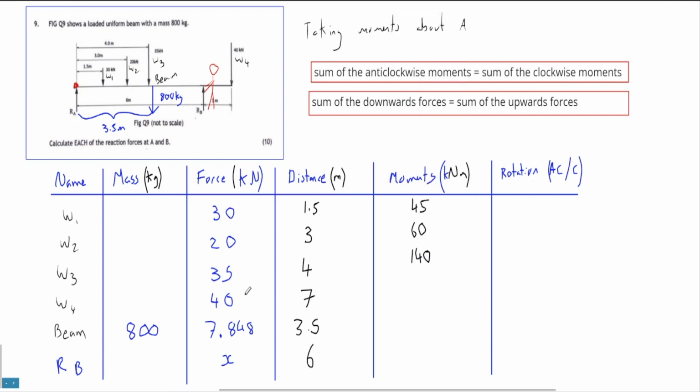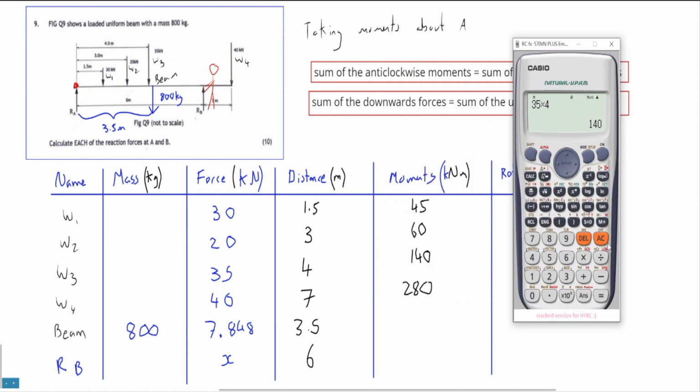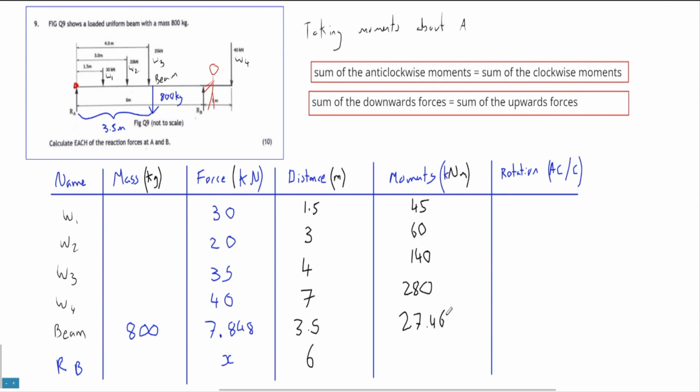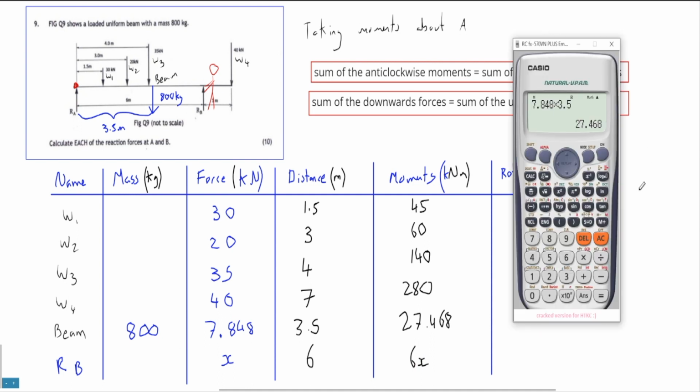7 times by 40 is 280. This is an awkward number right here. Let's see if we can calculate this as being 7.848 times by 3.5. It's 27.468. And this last one's going to be 6x. Okay, looks like we're good to go.